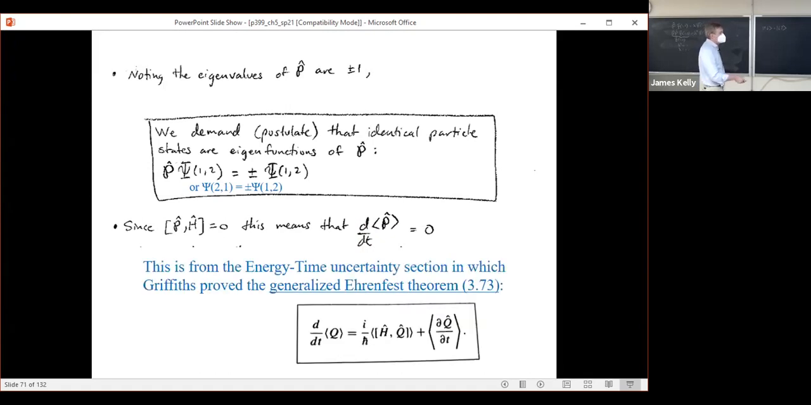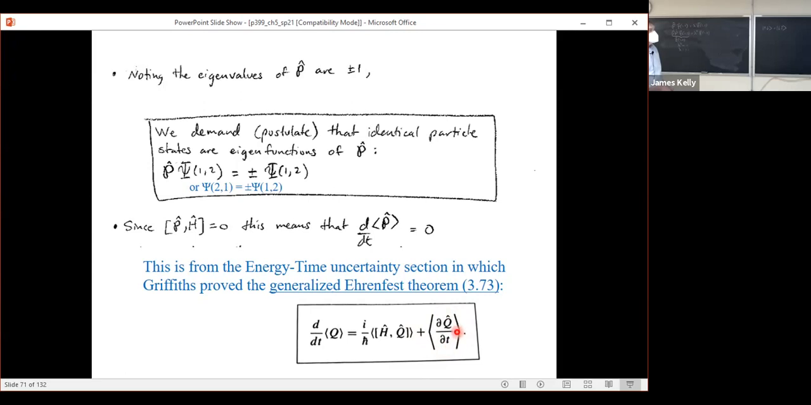Where did that come from? That came from a theorem that was in Griffiths. You probably breezed by it, but here is the generalized Ehrenfest theorem that was in that section on the energy time uncertainty relation. There's a lot in that section, and we just didn't talk about it, but it tells us what the time rate of change of the expectation value of a generic operator is. And it's written as 2 things. One involves the commutator of that operator with the Hamiltonian. So in our case, this is 0. And the other one tells about the expectation value of the partial derivative of the operator with respect to time.